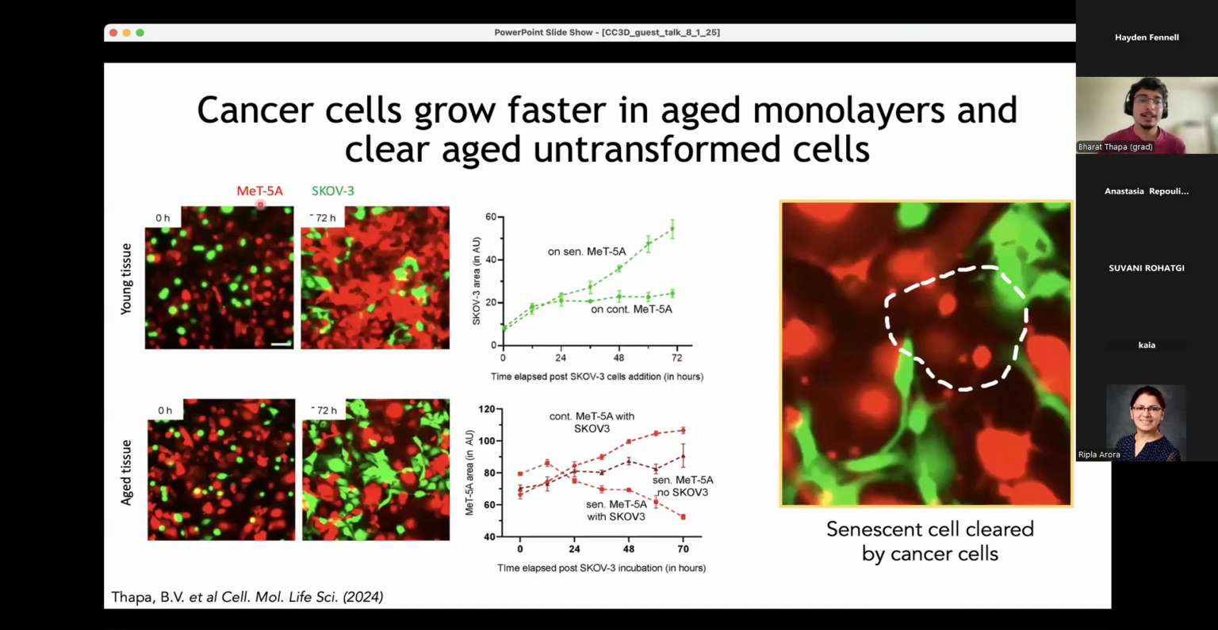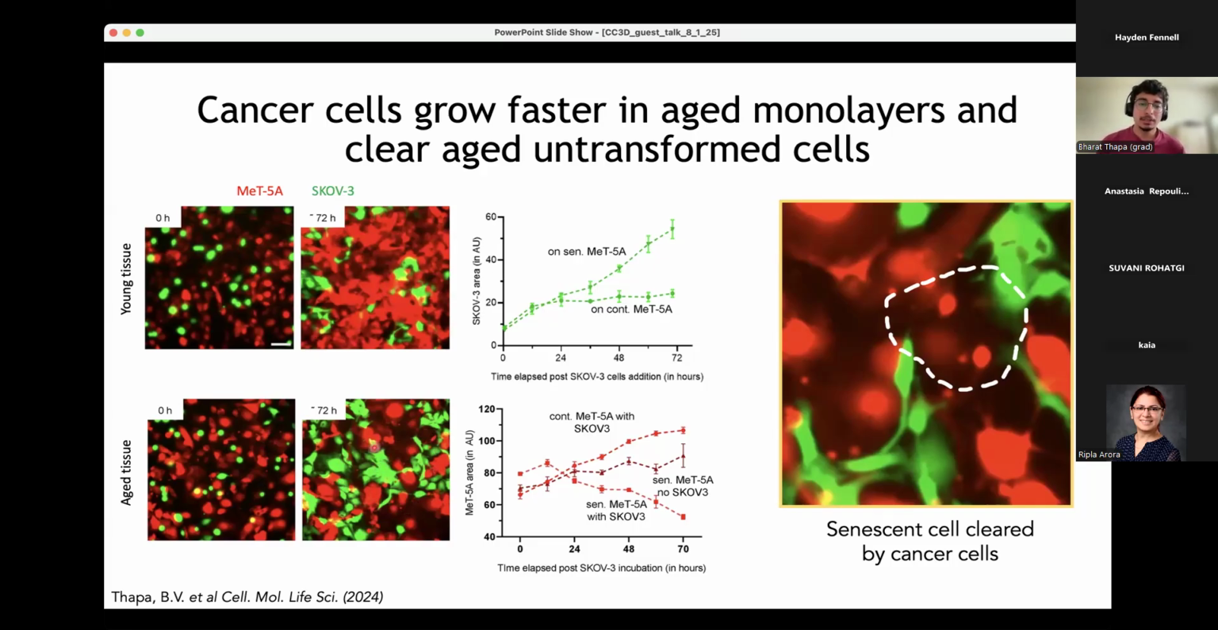What I found was that MET5A cells, which are labeled in red here, where you have the young tissue, and then cancer cells are all added on top of them at 0-hour time point. So we're taking a snapshot at 0-hour time point where you can see these spherical cancer cells. They're spherical because they're suspended, they're just ready to adhere. And then you see after 72 hours, they have grown a little bit and made some space for themselves. While in the aged tissue, you can see that the growth is way more and is more pronounced.